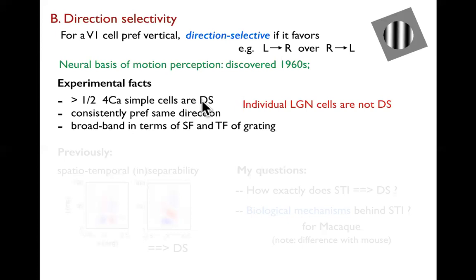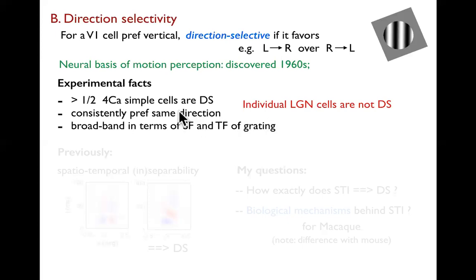And it's not random for each cell. If it prefers one direction, then it's going to always prefer the same direction. And it's broadband in terms of the spatial frequency and temporal frequency of the grating, meaning that when spatial and temporal frequencies are too large or too small, the cell cannot see. It can only see a particular range. Within that range, the direction selectivity extends throughout the range. And another important thing to repeat is that individual LGN cells are not direction selective.